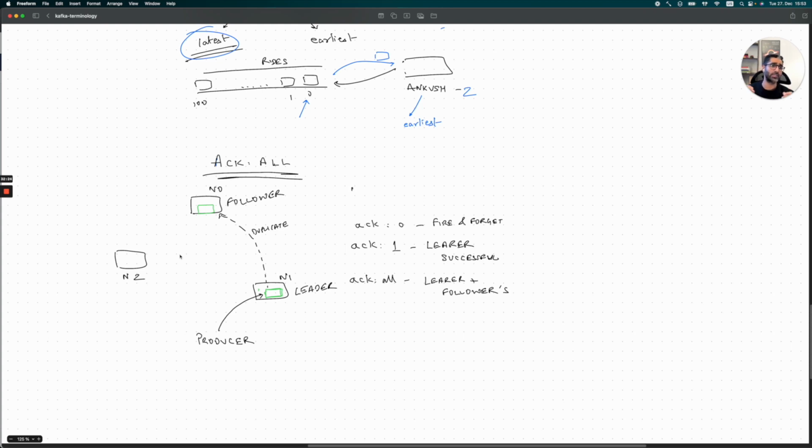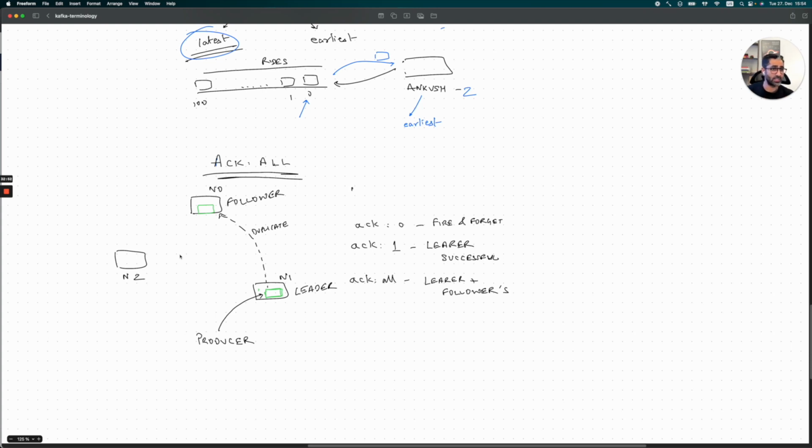And if any of these steps fails, the producer will get an error, which would mean, hey, your message did not get written, maybe you want to resend it. And this can happen on multiple followers. In this case, we only had a replication factor of 2, so only node 0 was written, but let's say we had a replication factor of 3. In that case, the message would also be written to node 2, and only then it will reply.